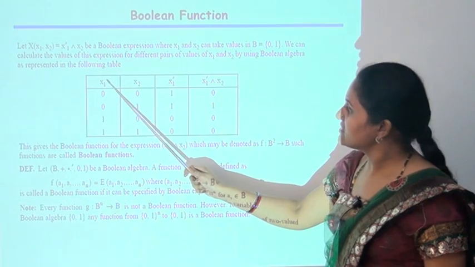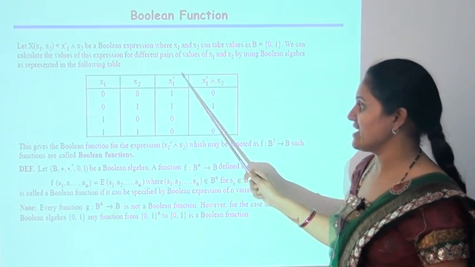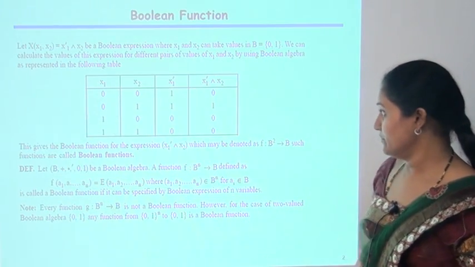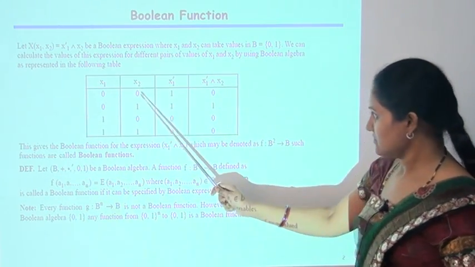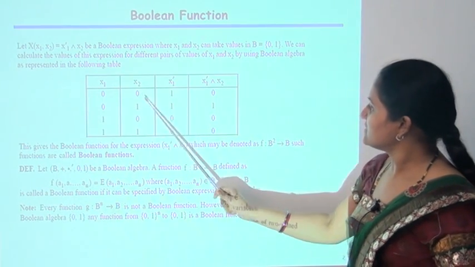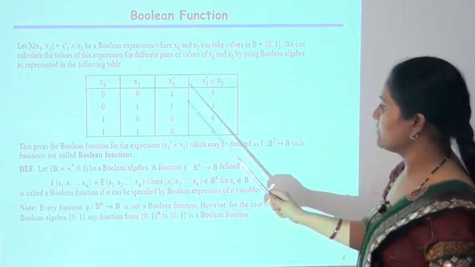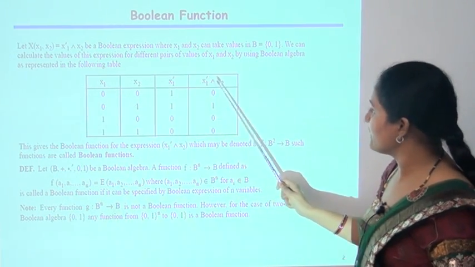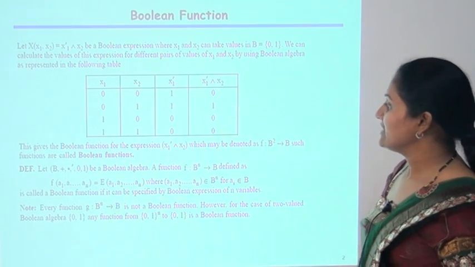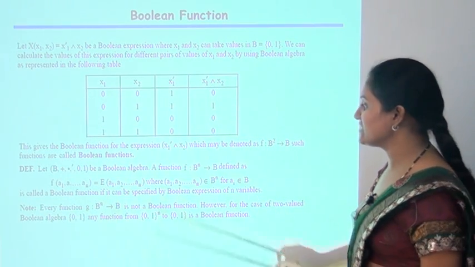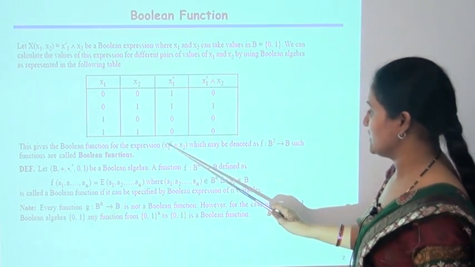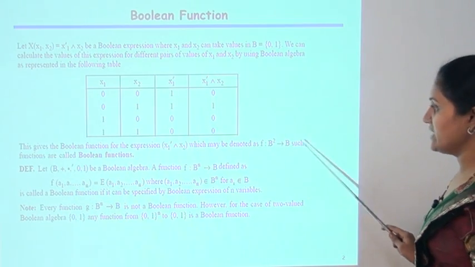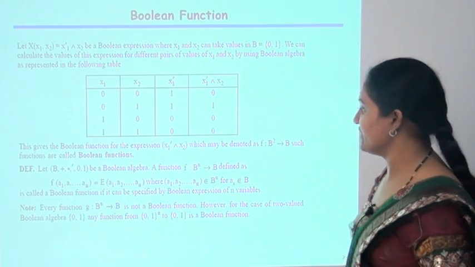For x1 we have taken x1', that is 0 1 0 1, and 1 0 1 0. Now the meet of x1' and x2 gives these values. This is called the truth table. Whenever we input these two values, we get these outputs. This gives the Boolean function for this expression, which may be denoted by f such that B^2 tends to B. Such a function is called a Boolean function.